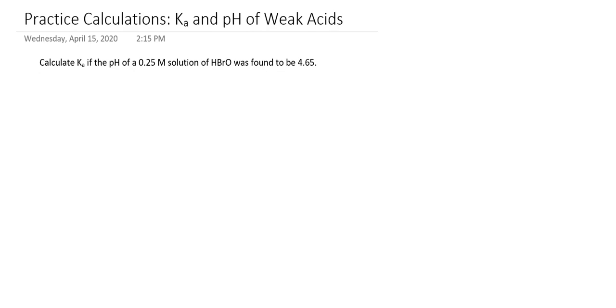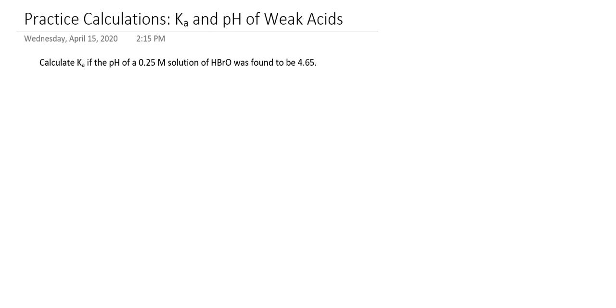Today I want to go over two more examples for how to calculate Ka and then two examples of how to calculate pH of a weak acid. So first one, we are given an initial concentration of our weak acid and we're given the pH and we need to solve for Ka.